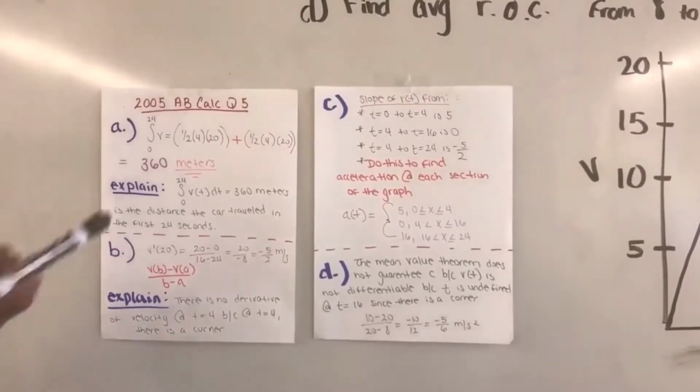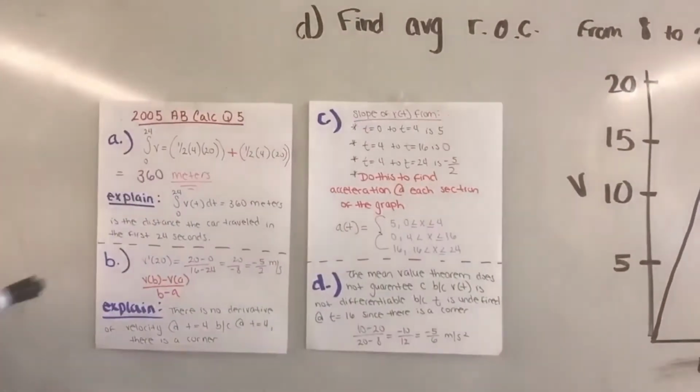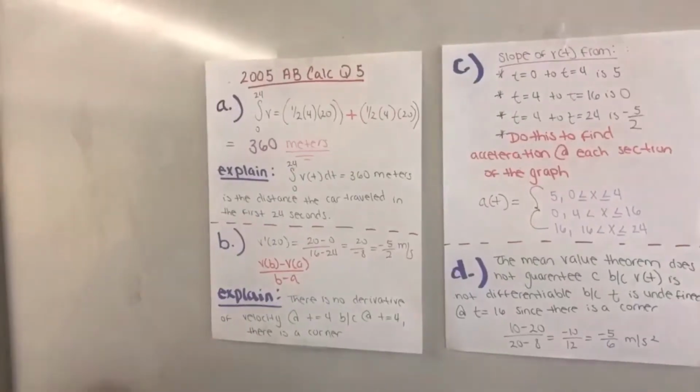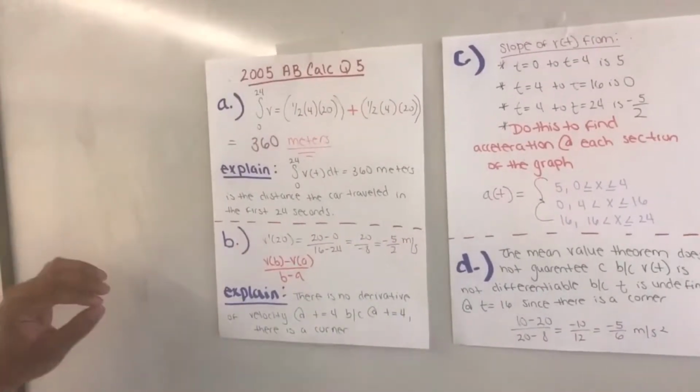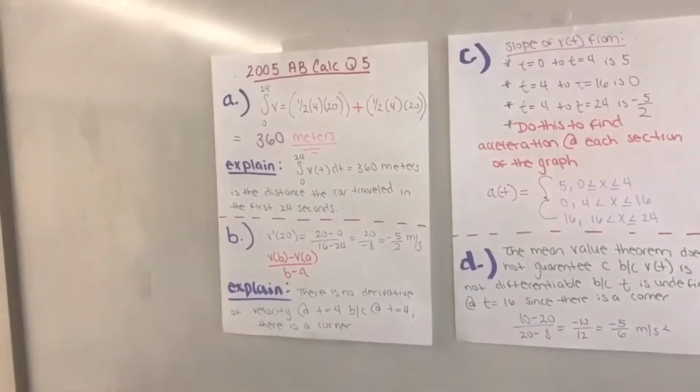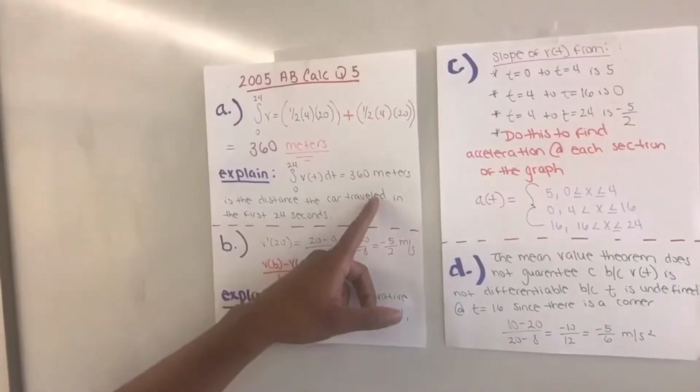So what we have right here is 1/2 times 4 times 20. The meaning of the integral of v of t dt from 0 to 24 is that the distance the car traveled in the first 24 seconds was 360 meters.